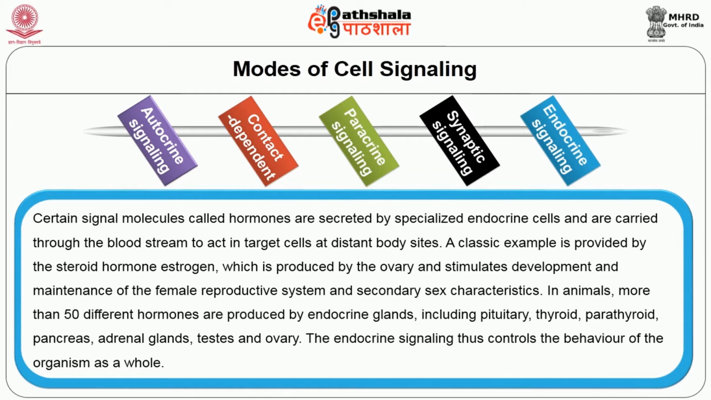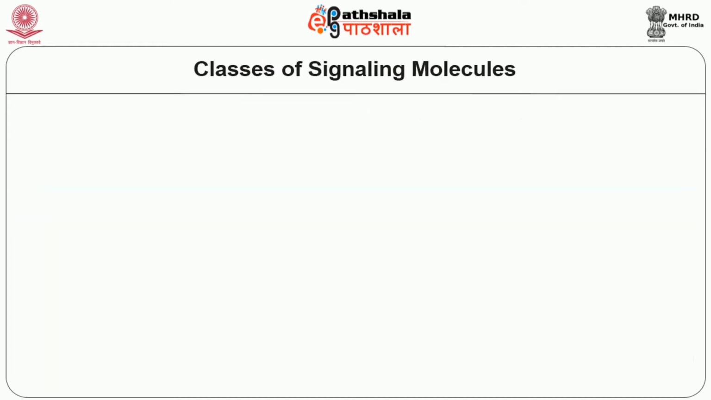In animals, more than 50 different hormones are produced by endocrine glands, including pituitary, thyroid, parathyroid, etc. The endocrine signaling thus controls the behavior of the organism as a whole. The figure shows the different modes of cell signaling. Now, we are going to see what are the classes of signaling molecules.